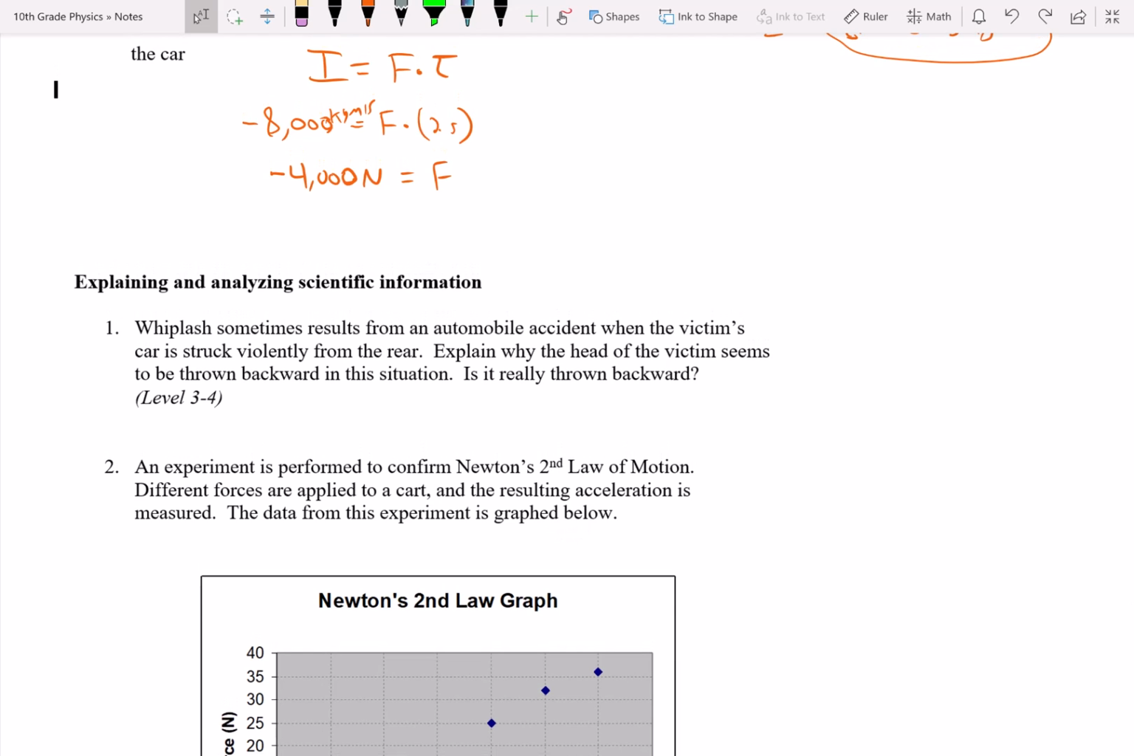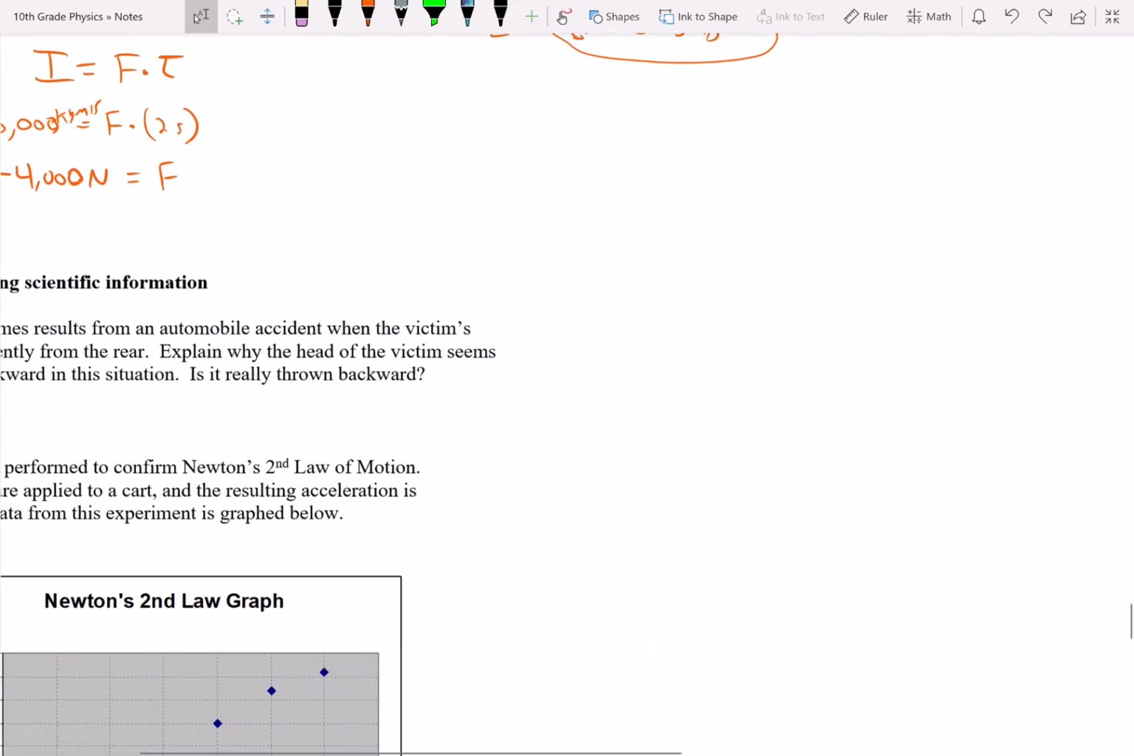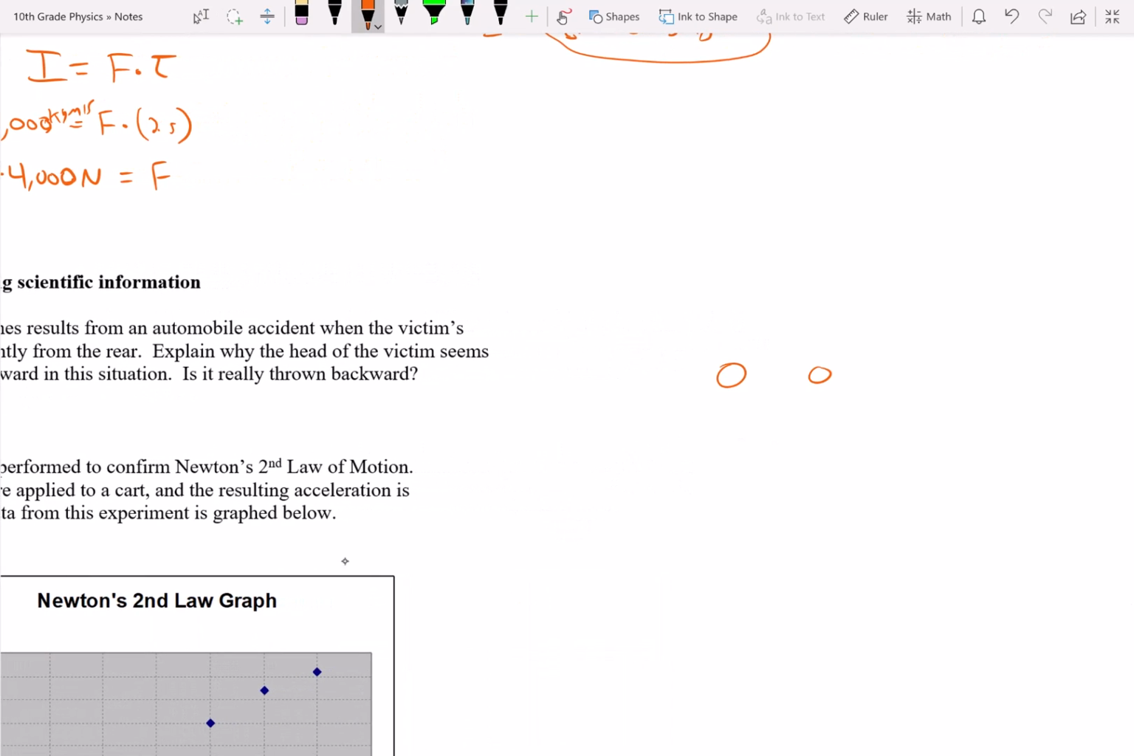Okay, next is explaining and analyzing scientific information. We're talking about whiplash. I'll try to draw you a little diagram here. Whiplash occurs when you have a car. Usually a car is sitting at rest at a stoplight, right? They're waiting to go, right? And then some other car zooms up behind them and smacks right in the back, right?